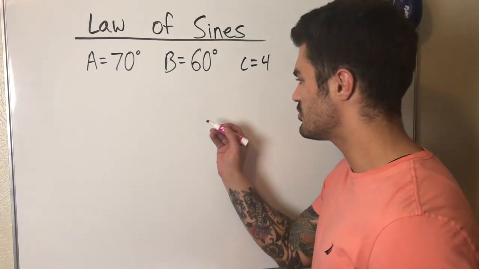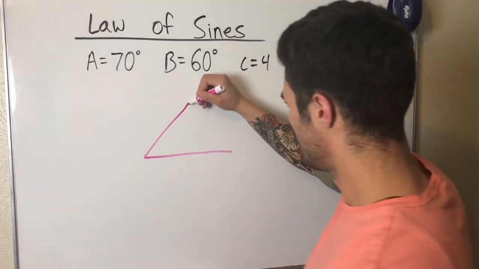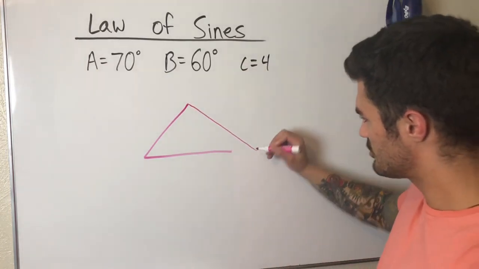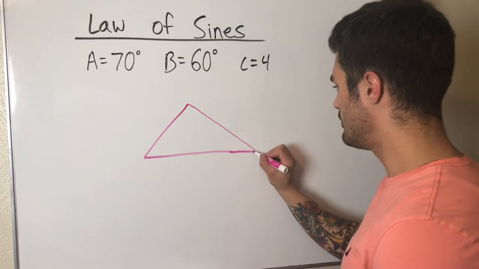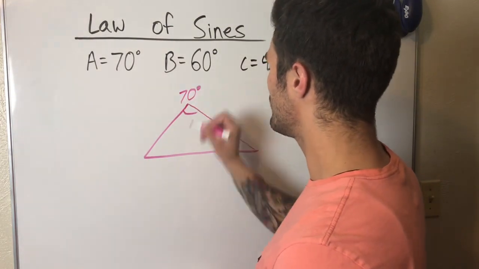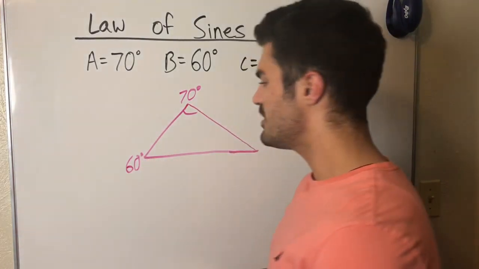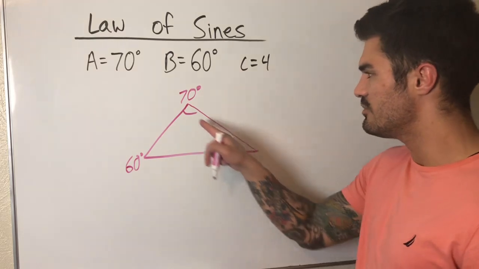Okay, so let's go ahead and draw this triangle. And again, this does not have to be perfect. I'm not an artist here. Just drawing a triangle. This is terrible. Oh well. I'm sticking with it. This is A. So this is 70 degrees. Alright? Then this is B. This is 60 degrees. Does it matter where I put A and B? No. I could have put A here and B here.